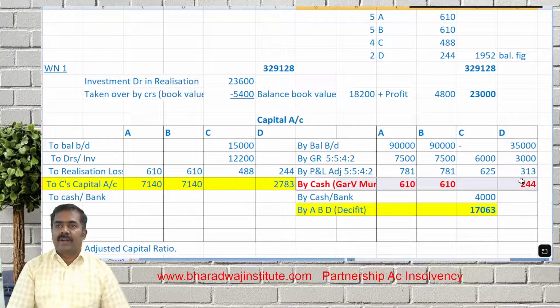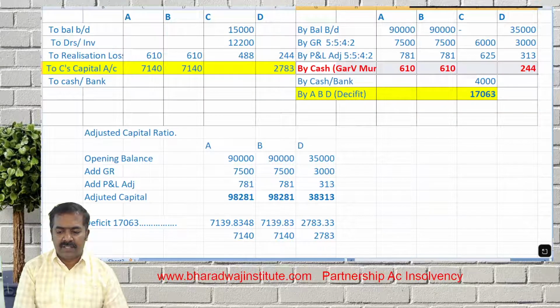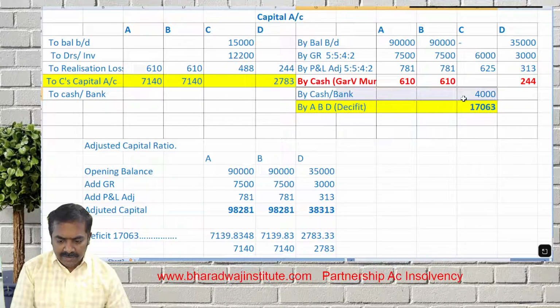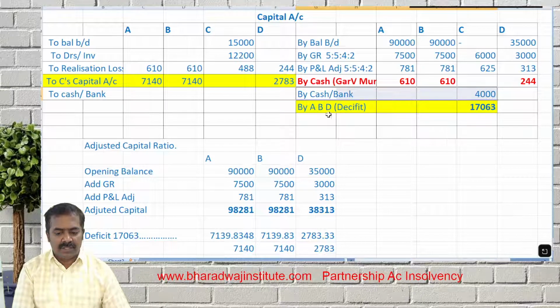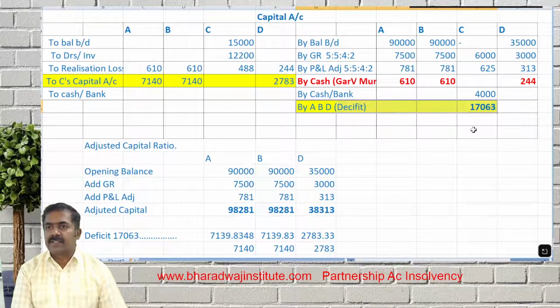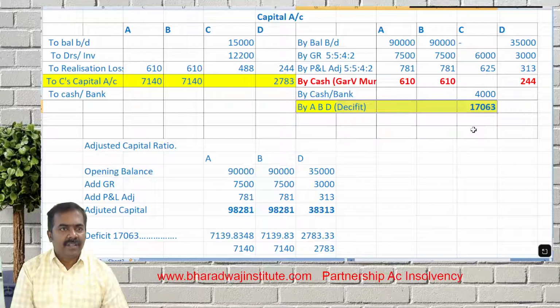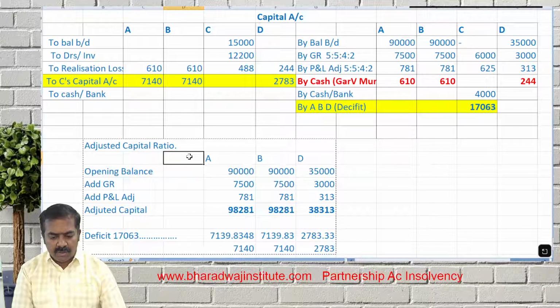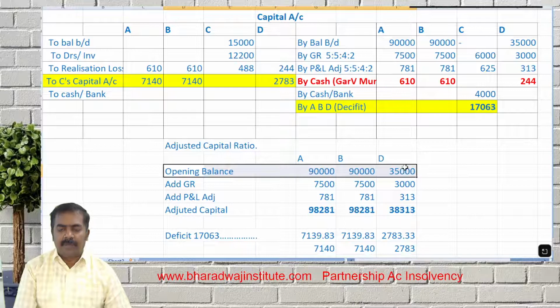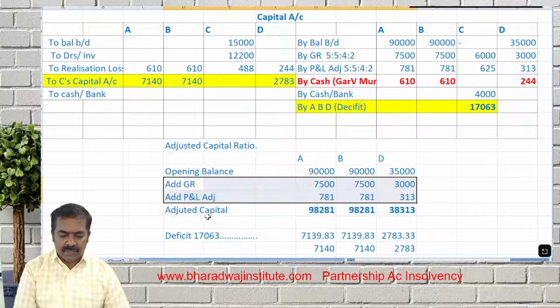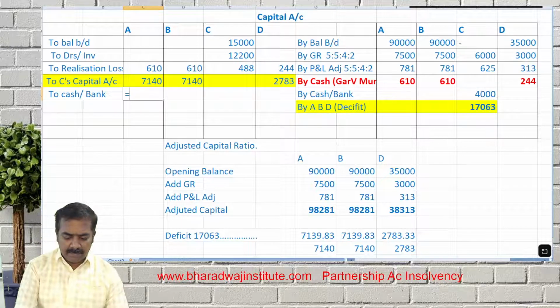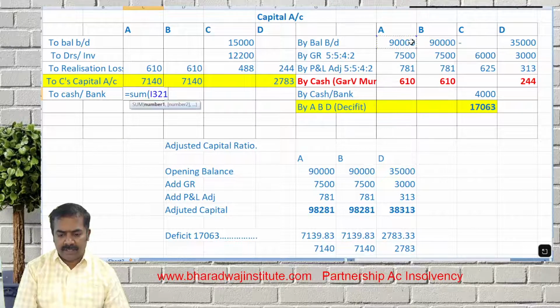When we close the capital account, as per Garner versus Murray rule, charge the realization loss. The solvent partner should bring in what? Cash equal to the share of loss in realization. Who brings in money? A, B and D bring in money. So C's estate pays only 4,000. The remaining loss is to be borne by which partners? Solvent partners in which ratio? Capital ratio. What is the meaning of capital ratio? Adjusted capital ratio. How to work out adjusted capital? Take the capital opening balance, general reserve, P&L adjustment account, and you get adjusted capital. In this ratio, the deficit is borne. So 7,140, 7,140, 2,783, and the balance can be paid. Take it up.